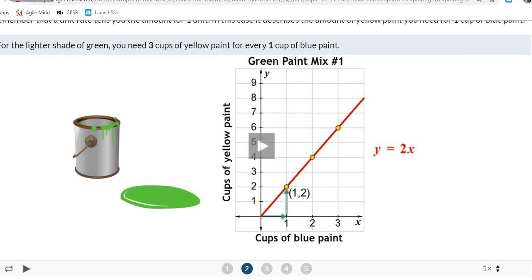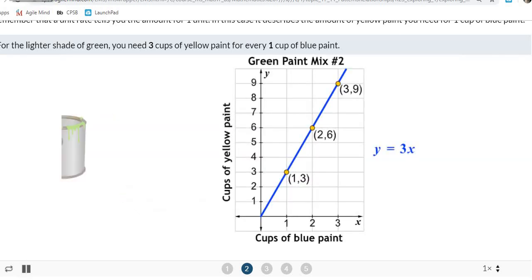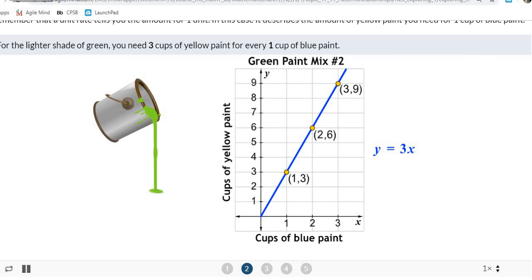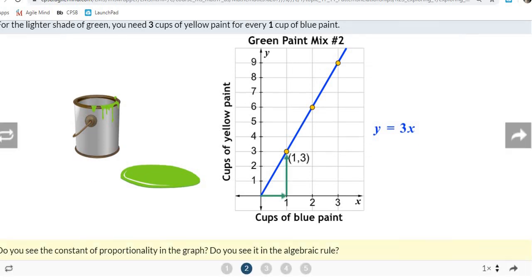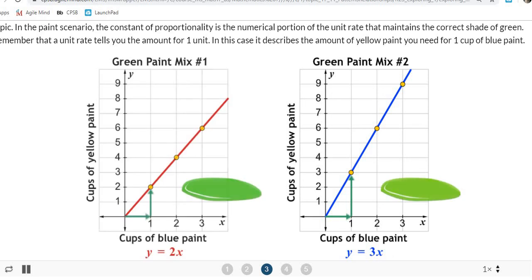Let's look at the next image. Here's mix number 2. They're pouring this one out. And they are running 1, but how much are they rising up this time? 3. So that's a little different. That's how their rules are different.